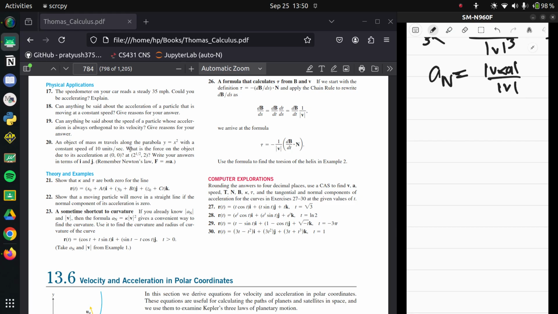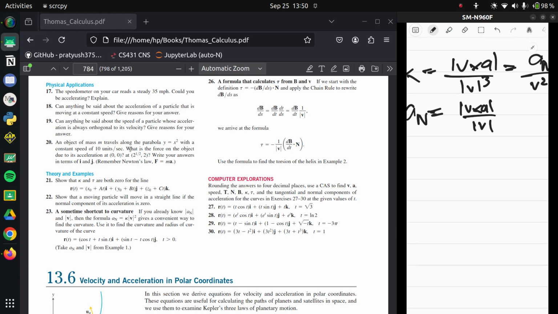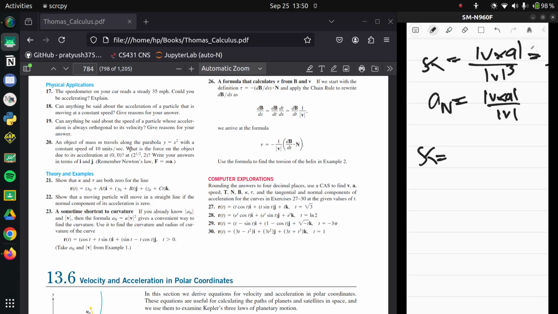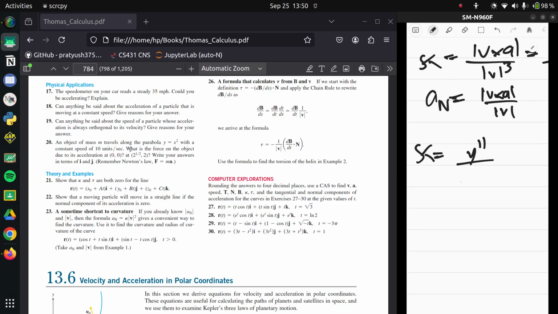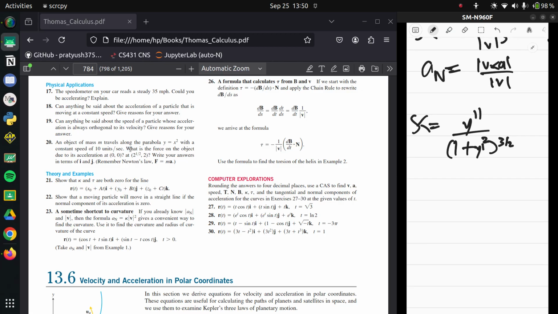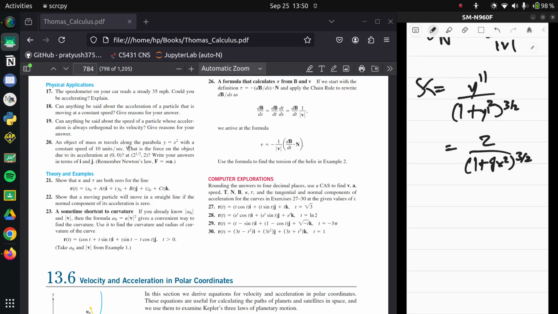Acceleration at 0, 0, right. Sure, so it's not a big deal. Just find kappa. Kappa is the curvature, so just y double dash upon the 3 by 2 power of 1 plus y dash squared. Yeah, the usual stuff. Okay, so what is that? Since it's y equal to x squared, y double dash is just 2, and y dash is 2x. So it's 2 upon (1 plus 4x squared) to the power 3 by 2. Okay, that's what your kappa is.